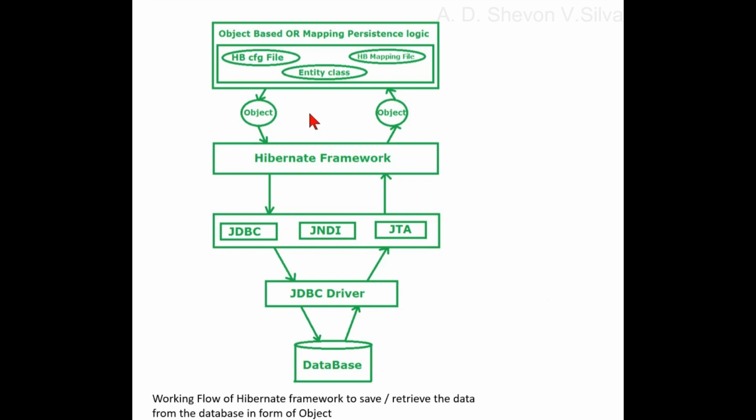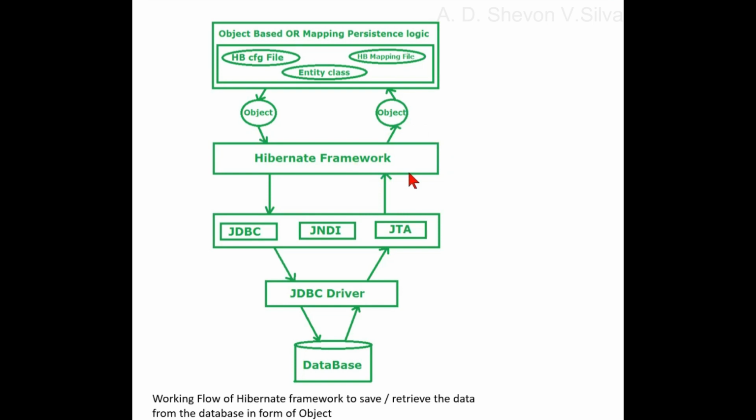Here you can see object based OR mapping persistent logic. Inside it you can see HB CFG file, entity class, and HB mapping file. Object based OR mapping persistent logic is connected to object. Object is connected to Hibernate framework here, and basically object based OR mapping persistent logic interacts with Hibernate framework through objects.